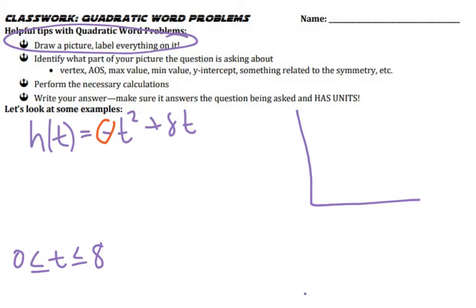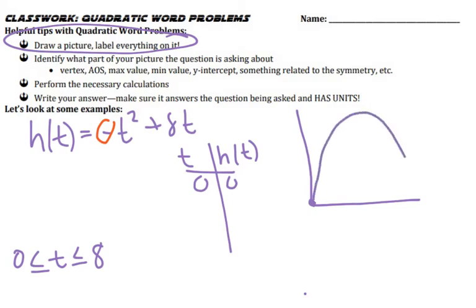I also notice if I plug in 0 for t, h of t, I get 0. So my parabola is opening down and it hits the x-axis at 0, 0. It's going to look something like this. When you're sketching the shapes of these graphs, they should look rounded. This is not a great sketch because computer technology is not my favorite, but it should not look like straight lines. It should not look like a V or an upside down V. That would be an absolute value graph.